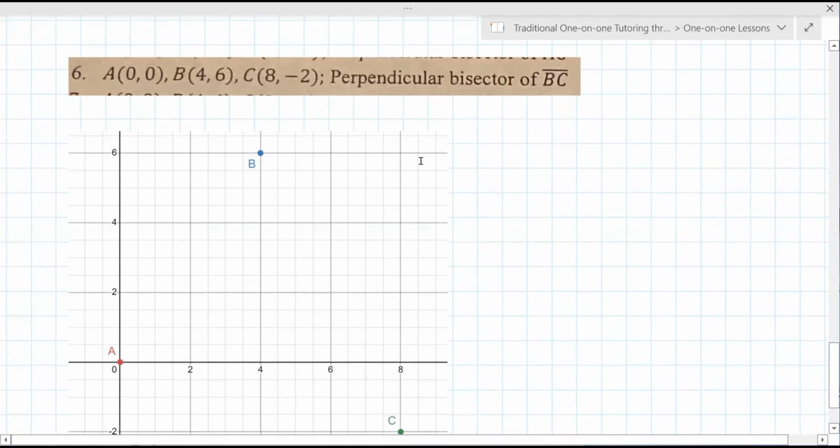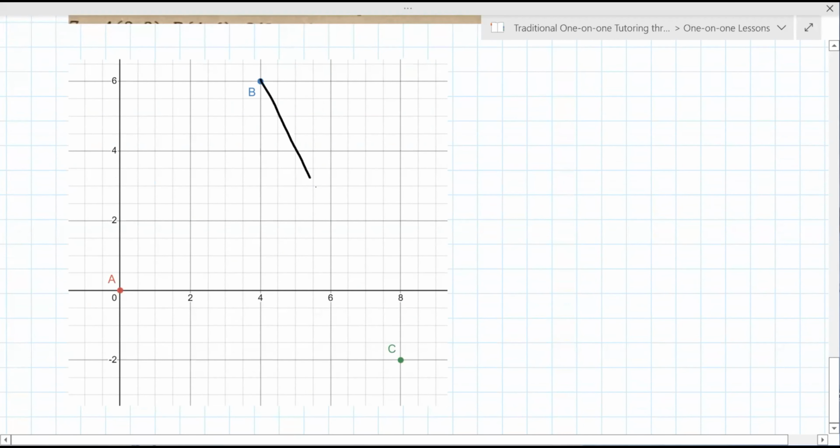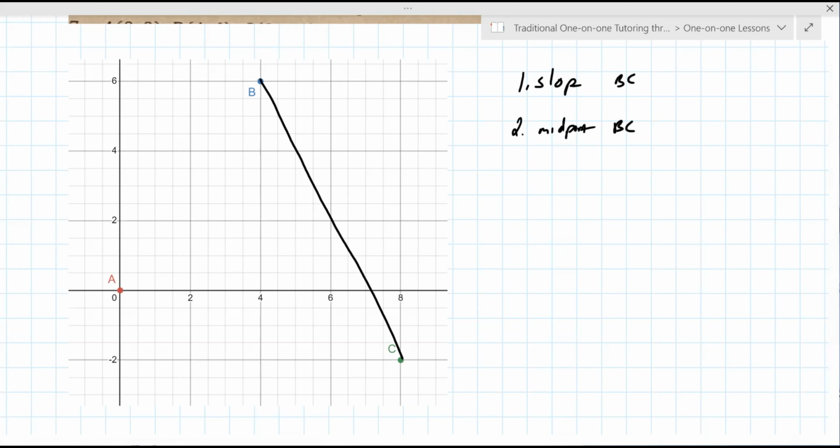All right, so this time we want the perpendicular bisector of BC. So it's good to connect those two at least. So we need 2 things. We need the slope of BC, and we need the midpoint of BC. So can you calculate both of those for me, please? Yeah. So the slope would be -8 over 4. Yeah, -8 over 4. What does that simplify to? -2.